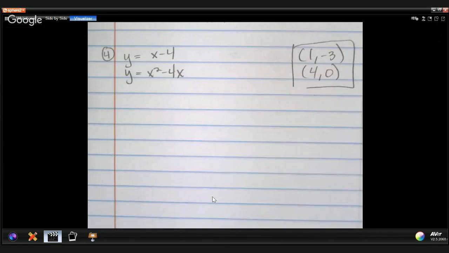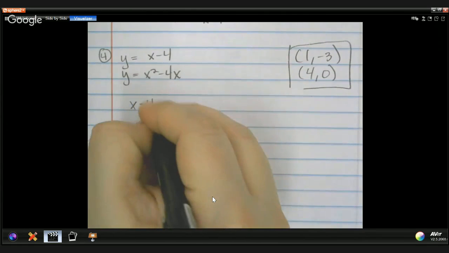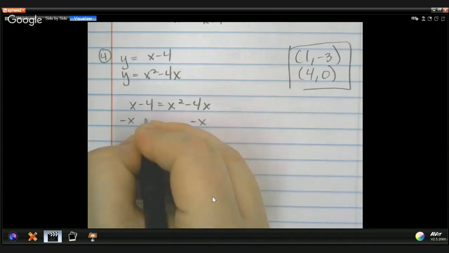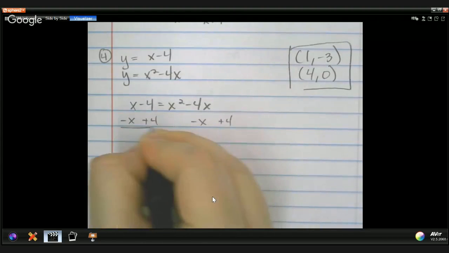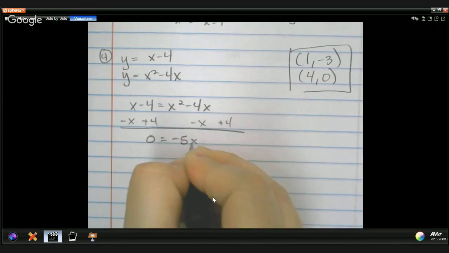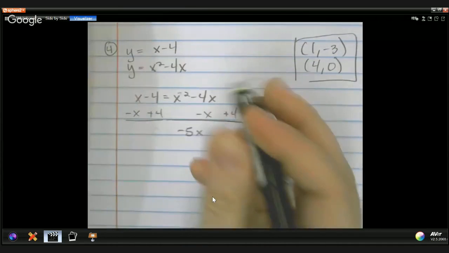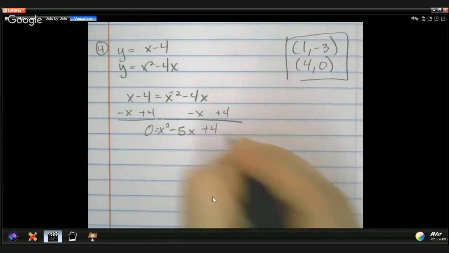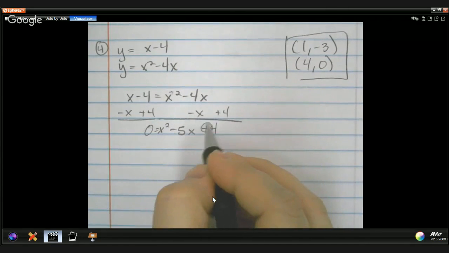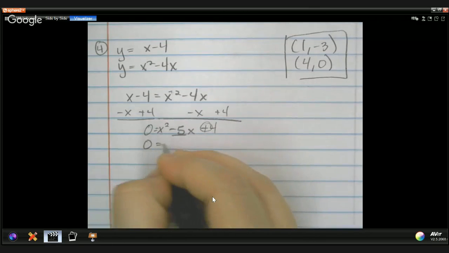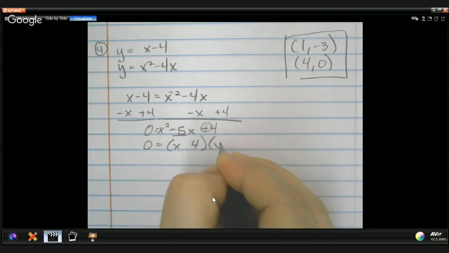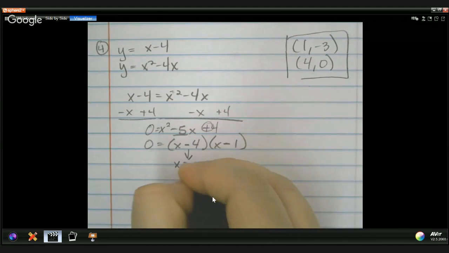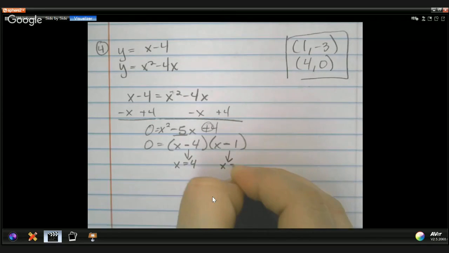And so now if I do this by hand, again, x - 4 equals x² - 4x. I'm going to subtract an x, add a 4. So I get 0 equals negative 5x. Oops, I forgot the x². 0 equals x² - 5x + 4. And now my factors of 4 that add to give me 5. Well, that's 4 and 1. And the only way I can get a negative 5 is if they're both negative. So this gives me an answer of x is 4. And this gives me an answer as x is 1.